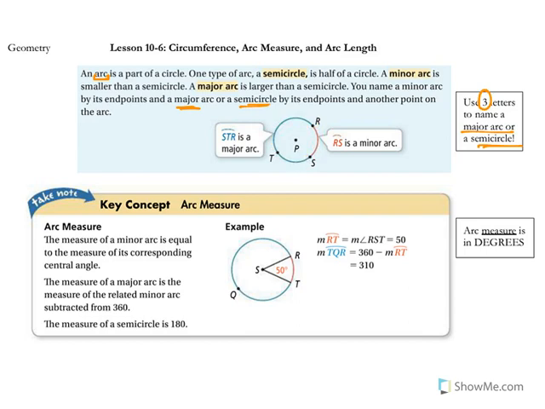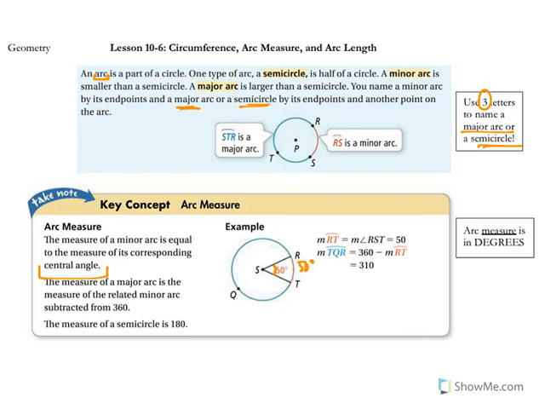Okay, arc measure. We kind of touched on this last lesson, but I didn't go too far in depth. The measure of a minor arc is equal to the measure of its corresponding central angle. So if you have an angle on the inside like this 50 degrees, then that means that the arc measure from R to T is also 50 degrees. It's in the same units, it's the same degree.